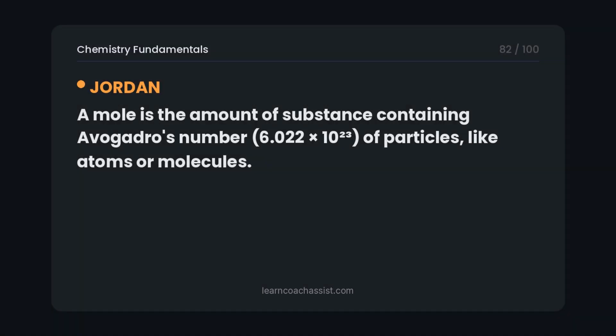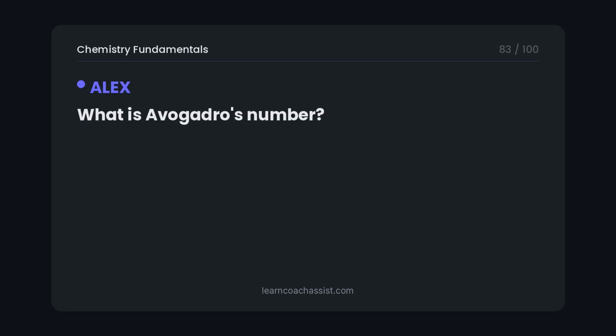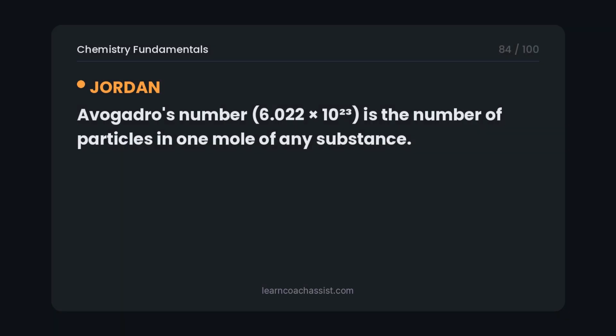A mole is the amount of substance containing Avogadro's number, 6.022 times 10^23, of particles, like atoms or molecules. What is Avogadro's number? Avogadro's number, 6.022 times 10^23, is the number of particles in 1 mole of any substance.